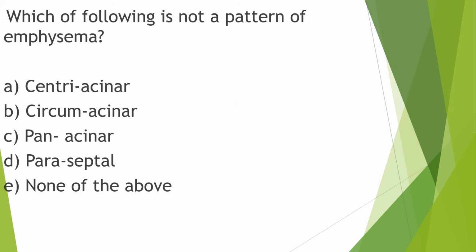So which of the following is not a pattern of emphysema? And the answer here is option B, that is circumacinar.